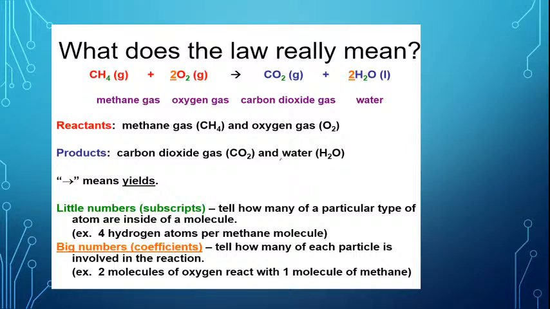So, we can see now. What does this arrow mean? This arrow means yield, right? It is going to give us what? When you burn methane and oxygen together, what is going to happen?